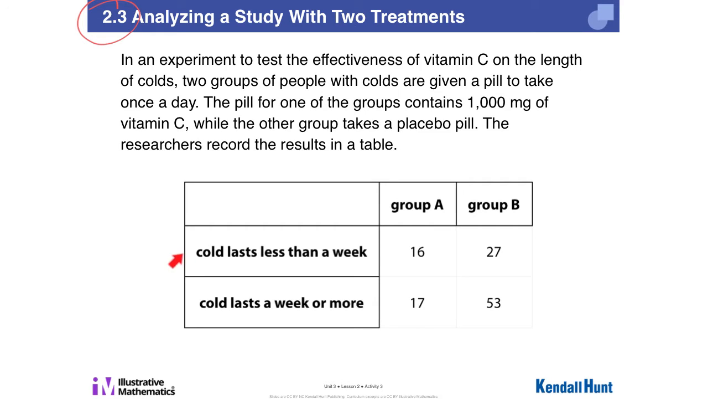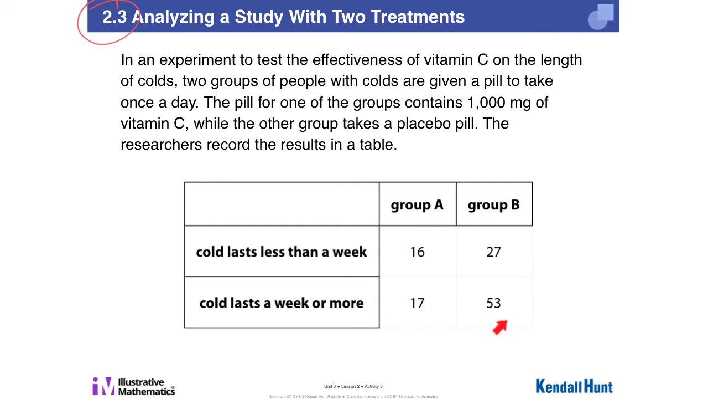We're looking at some data with some people who had a cold. Some of their cold lasted less than a week. Some of them had a cold that lasted more than a week. And we have Group A and Group B. One of those groups received vitamin C, while the other group took a placebo. And a placebo just means like a sugar pill. Like you're taking a pill, but it's not really going to do anything for you. And so they're trying to decide, does the vitamin C help the cold end quicker or not?